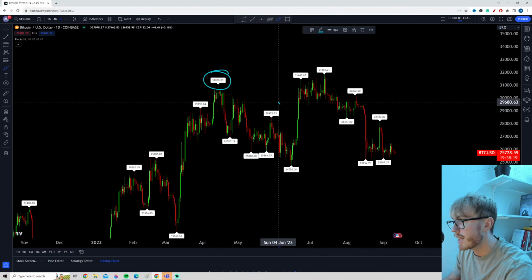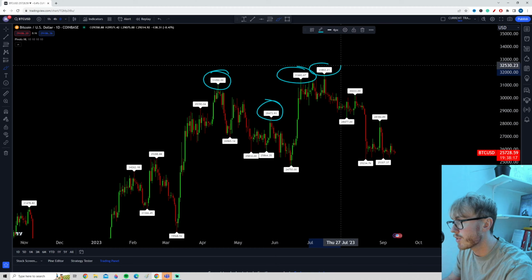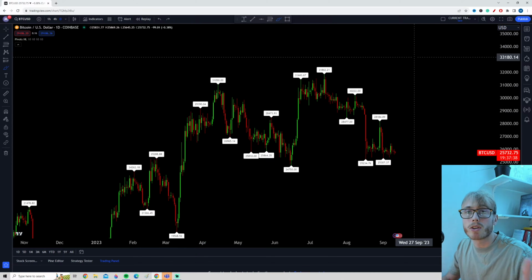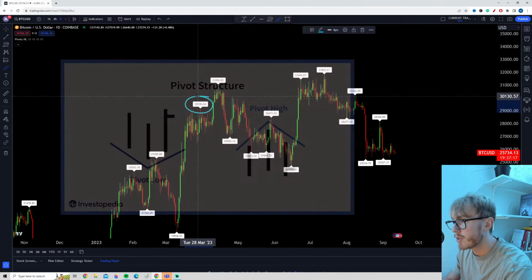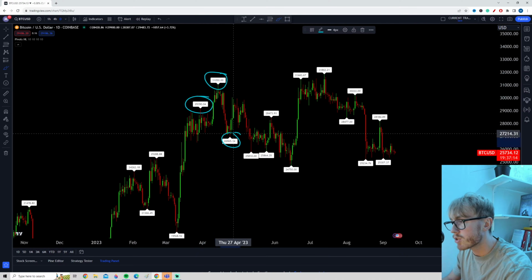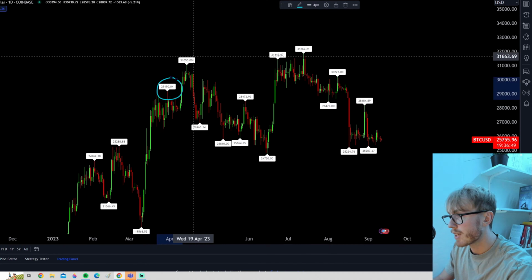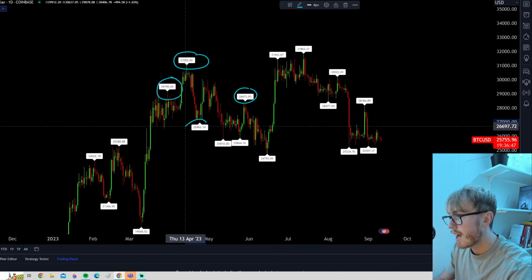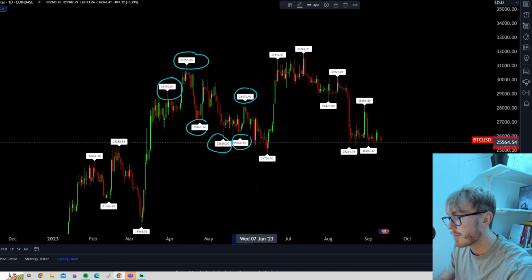And now we can see a few points here appearing on the chart. These points right here are called pivot points. And pivot points mark significant levels on the chart. The upper points here are called pivot highs, and the lower points here are called pivot lows.